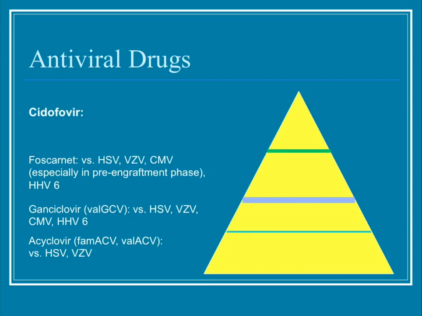Up on top, you have cidofovir: HSV, VZV, CMV, adenovirus, and BK. Understand though, with cidofovir there are a lot of issues with nephrotoxicity, and actually as you go up this pyramid, traditionally not just nephrotoxicity increases but also cost. In Canada, for example, to get cidofovir, you have to call literally the national helpline to get a single dose of cidofovir.